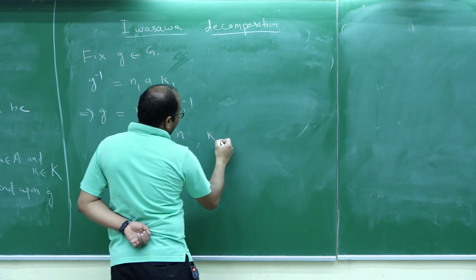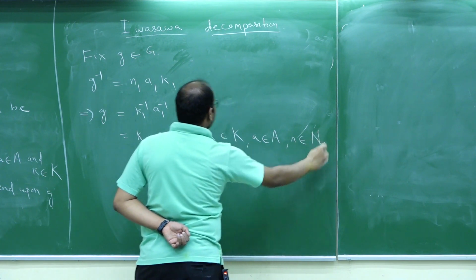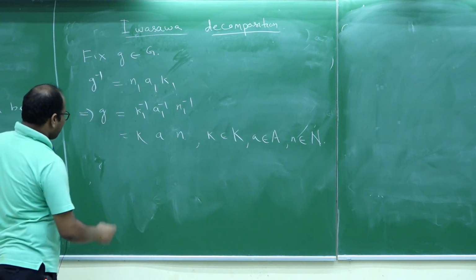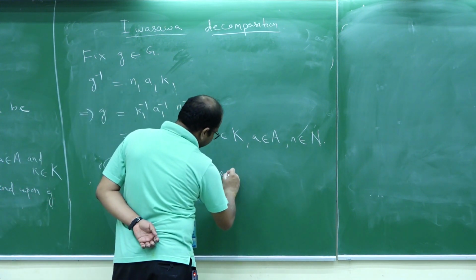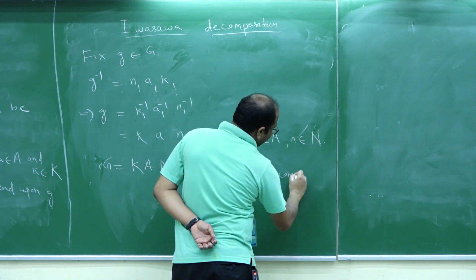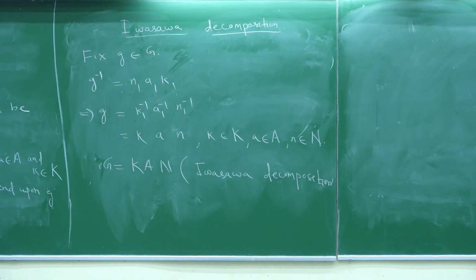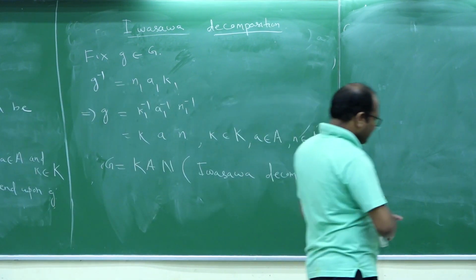This K belongs to K, A belongs to A and N belongs to N. So that means G is equal to KAN, and this is continuous. So you can write this type of thing. Thus every G belongs to G can be uniquely written as G is equal to KAN, with K belongs to K, A belongs to A, and N belongs to N, and K, A, N continuously depend on G. So you can write this on your own.